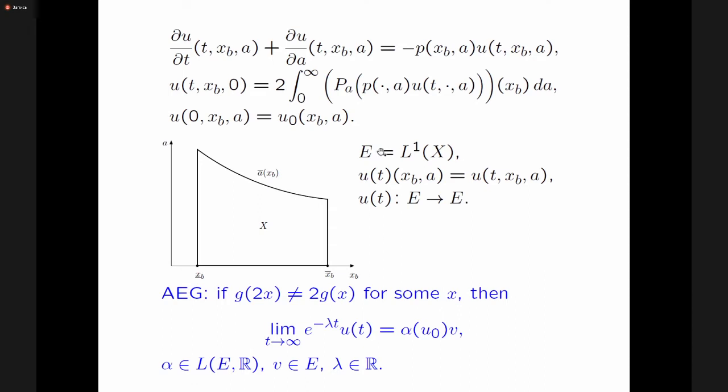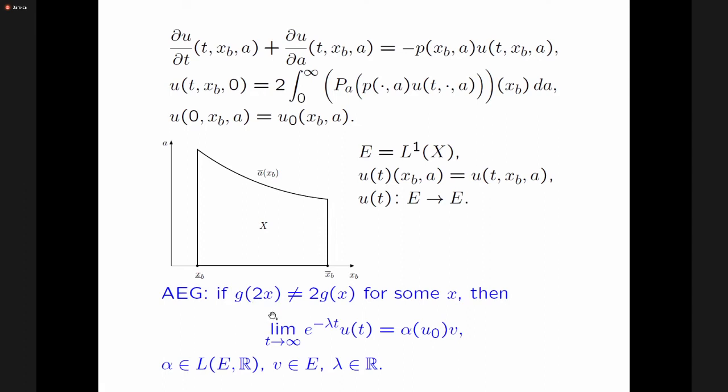It's a very simple formulation, but not easy to prove. We consider a space L1 of X, where X is the set of possible sizes, initial size of cells, and age of the cell. So age is changing from 0 to maximal age. And we define U(t) of x_b, a as this u(t, x_b, a). In this way, we obtain a semigroup on L1. And the main result is the theorem about asynchronous exponential growth. Well, what does it mean? This is a definition of asynchronous exponential growth.